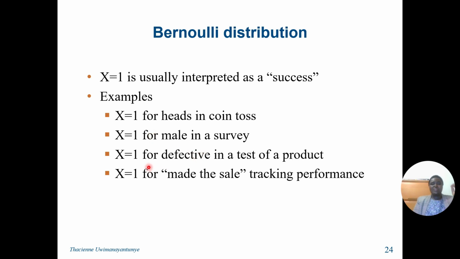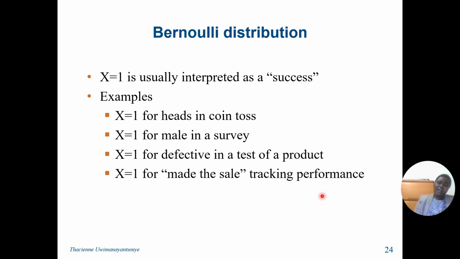Another example is when we label x equal to 1 for a defective in a test of a product. If we are testing if a product is defective or not, we can label it as x equal to 1 when we find it defective, and if it's not defective, then x will be equal to 0. Another example is x equal to 1 for made the sale, when we are tracking performance. If I am a salesperson tracking whether I have made a sale or not, then I can choose to label making a sale as 1, and not making a sale as 0.